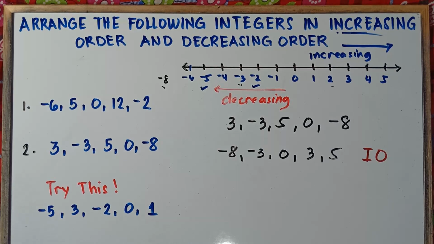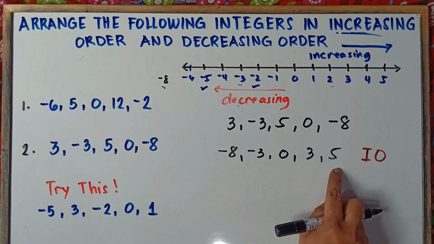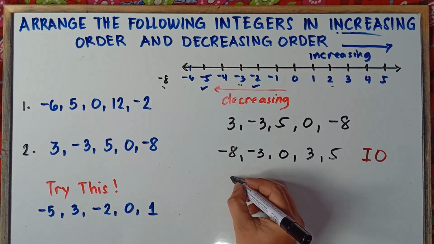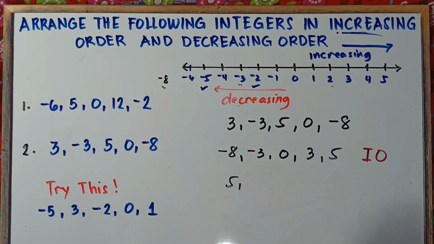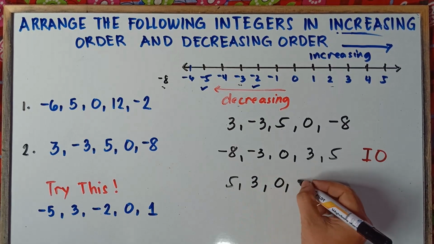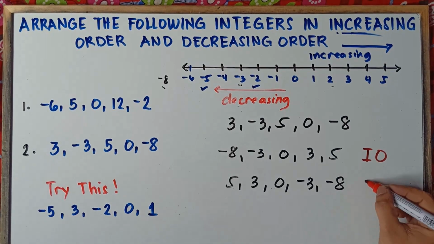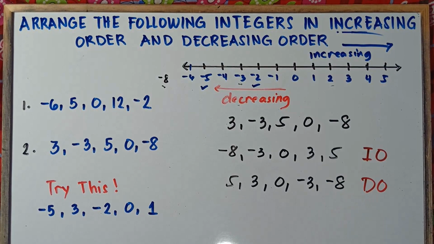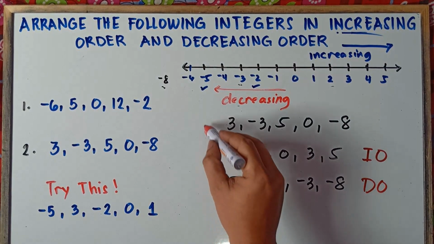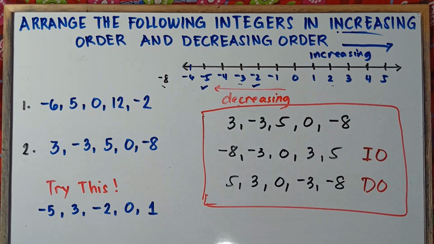Alright, and then decreasing order. Just simply arrange this one. For decreasing order, we start with positive 5. Greatest to least, that would be decreasing order. So positive 5, positive 3, 0, negative 3, and then negative 8. That would be decreasing order. That's it, class. All set for example number 2. Easy as that.